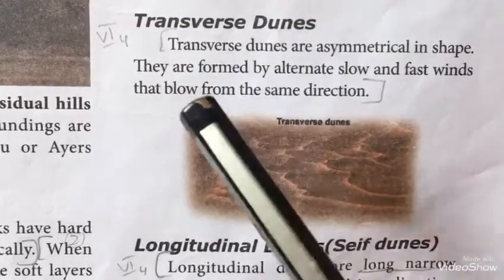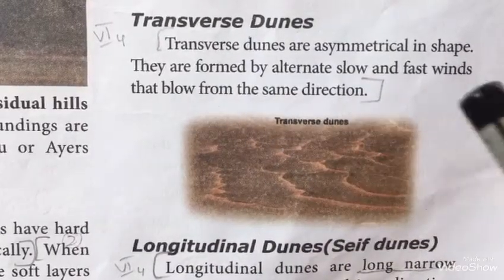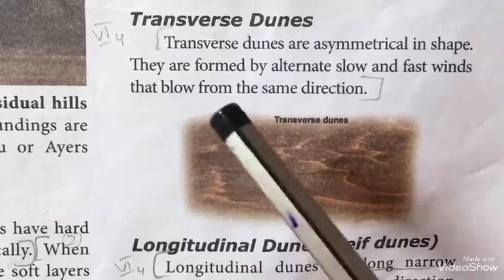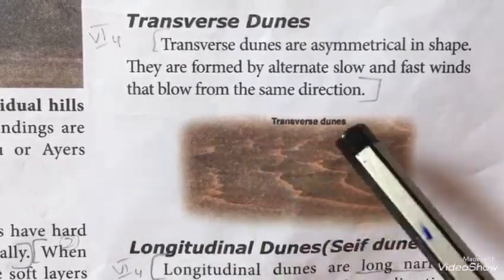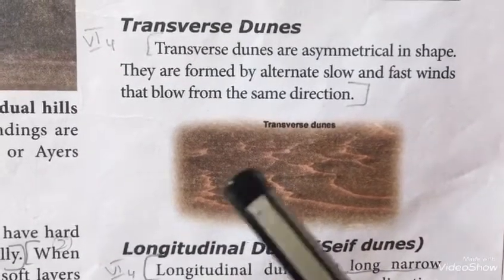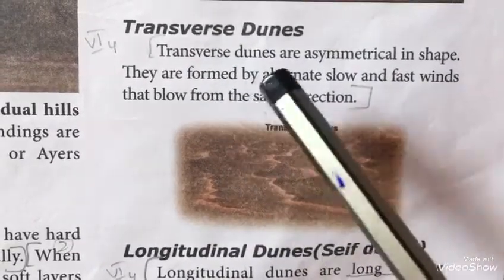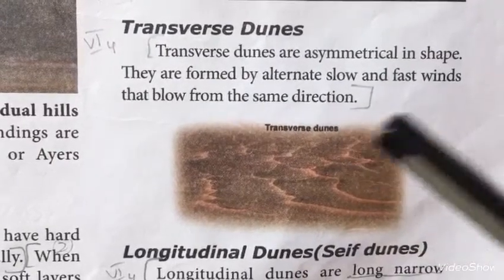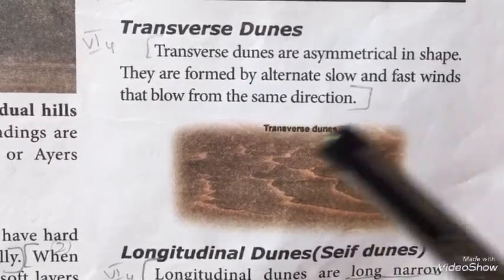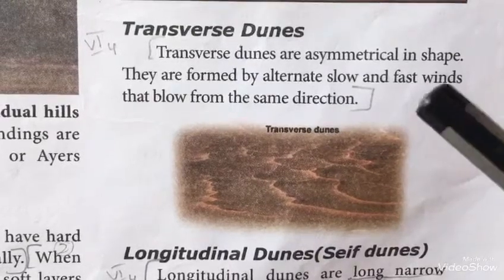Transverse dunes. Transverse dunes are asymmetrical in shape. They are formed by alternate slow and fast winds that blow from the same direction. So transverse dunes are asymmetrical. Asymmetrical means they are irregular in shape. They are not regular or even. They are irregular in shape.